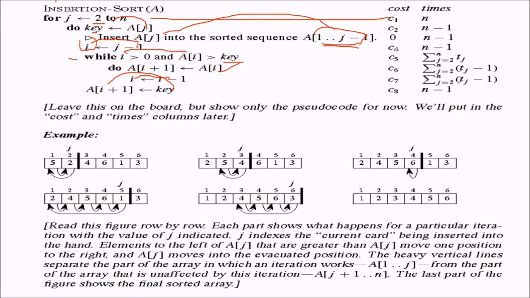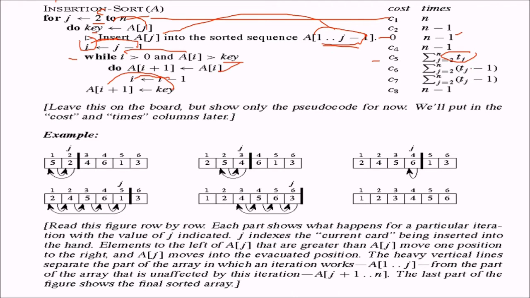This will take some cost c1 into n times, and then c2 into n-1. The comment line costs 0, because it is just a line which will not take any time. But for the lines in the for loop, the for loop runs for n, and the inside lines run for n-1 times. The while loop, c5, will run for tj, which we will assume to be tj.